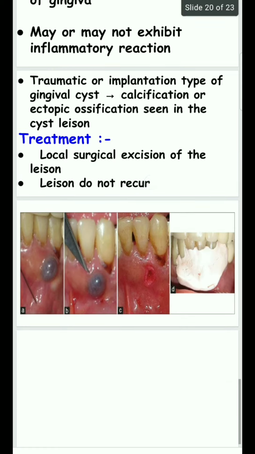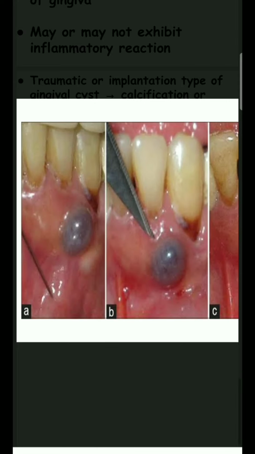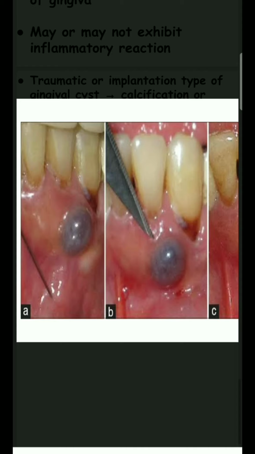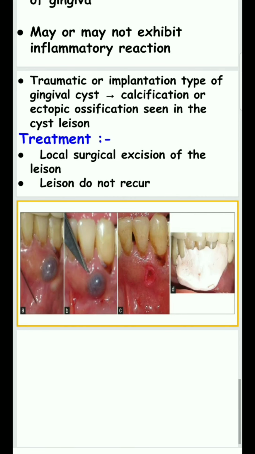This is because, if the lesion is due to traumatic implantation, that leads to ossification, or sometimes calcification also occurs in this cyst. In treatment, local surgical excision of the lesion is the only treatment. The lesions do not recur. Thank you.